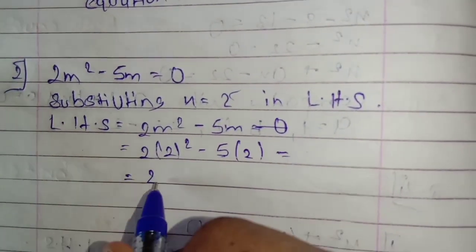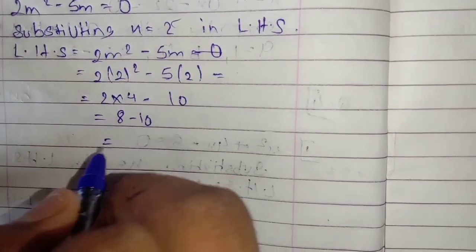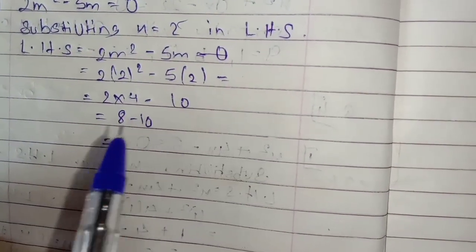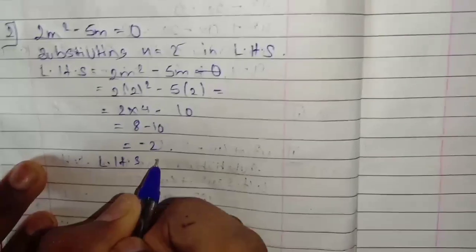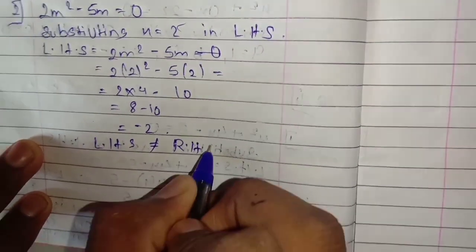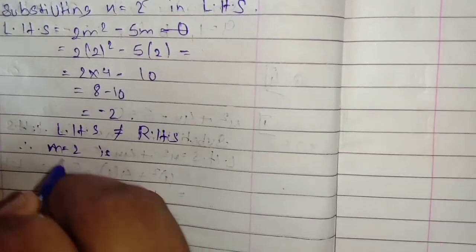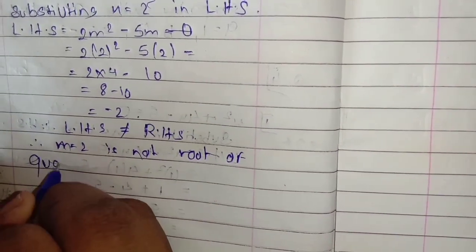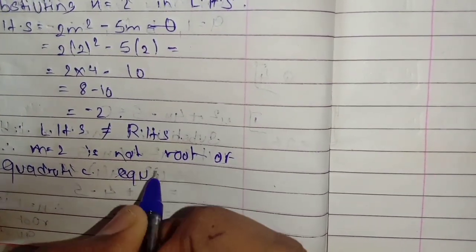2 into 4 is 8, and 5 into 2 is 10. So 8 minus 10, that is 10 minus 8, which is 2, and the bigger number is 10 having the minus sign, so -2. Therefore LHS is not equal to RHS. So therefore m is equal to 2 is not a root of the quadratic equation. So like this we solved the first value. Now we'll solve the second value.